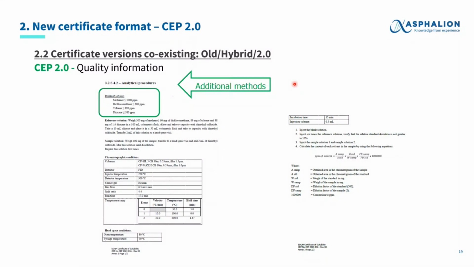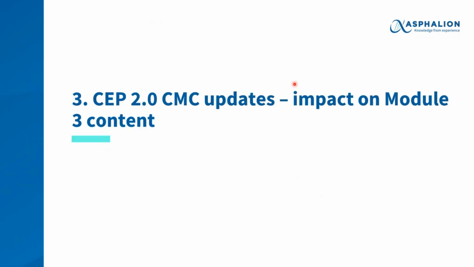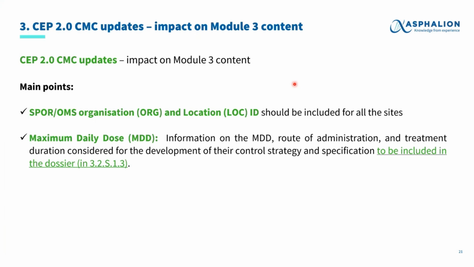So let's jump to the next point of this webinar, where we are going to be talking about the Module 3 content changes related to the CEP 2.0 format. We are covering here the main points of these changes, and we are going to talk about first the SPOR ID references, the databases. The references of the SPOR EMA databases are going to be included also here. These references were also included in the CEP, but here in the section of the manufacturers they have to be included for each manufacturer involved in the drug substance manufacture.